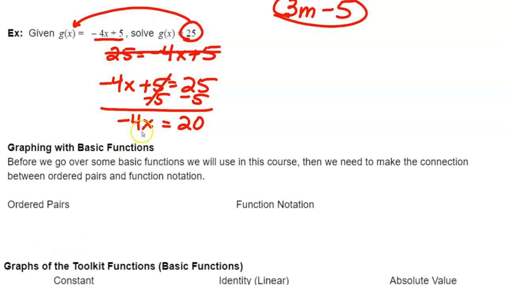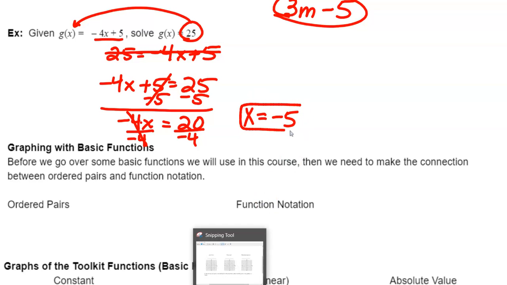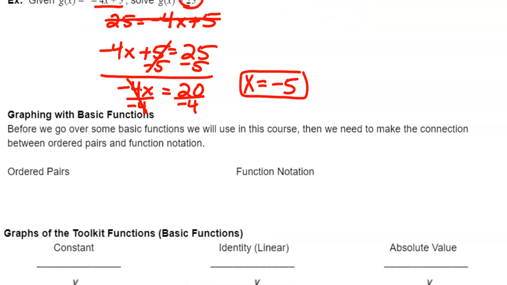Now, how do I undo this? Well, that's a times. So to undo a times, I must do the opposite, which is divide by the number next to the letter. Therefore, my negative 4's cancel out, leaving me with x on the left. And now I need to do that 20 divided by negative 4, which is a negative 5. So 20 divided by 4 is 5. Positive divided by a negative is a negative. And that would be our final answer.